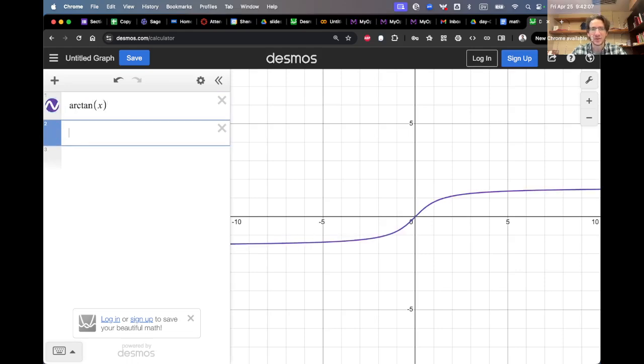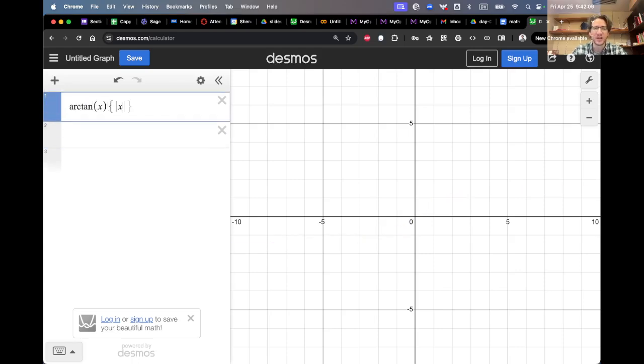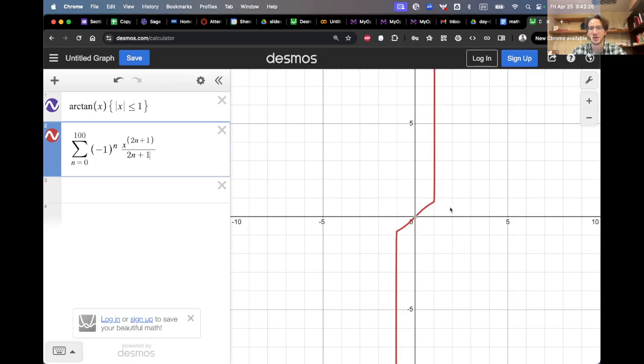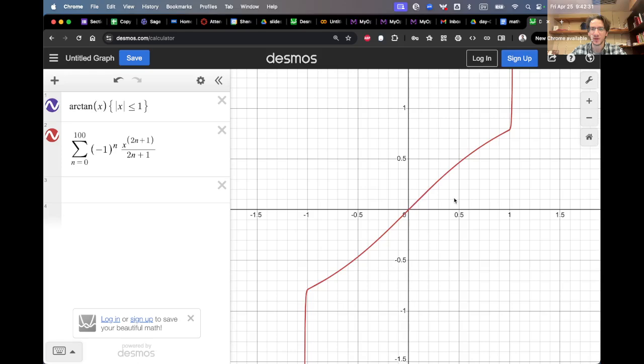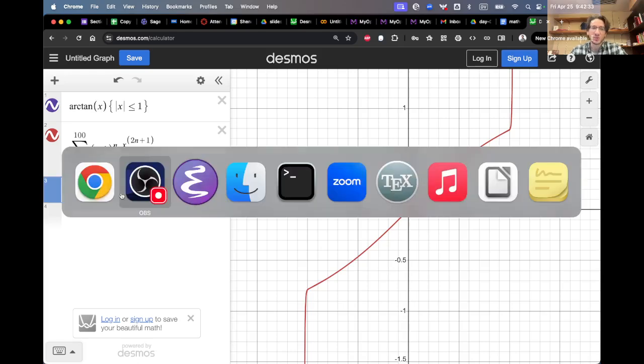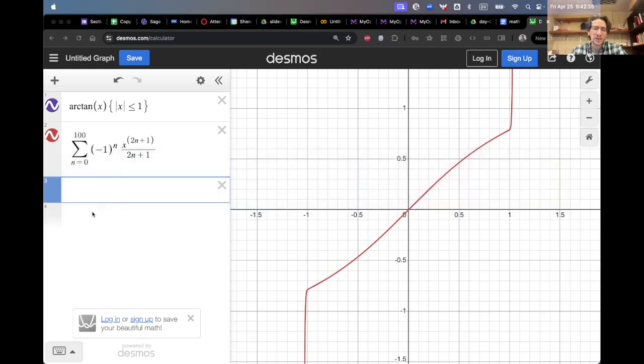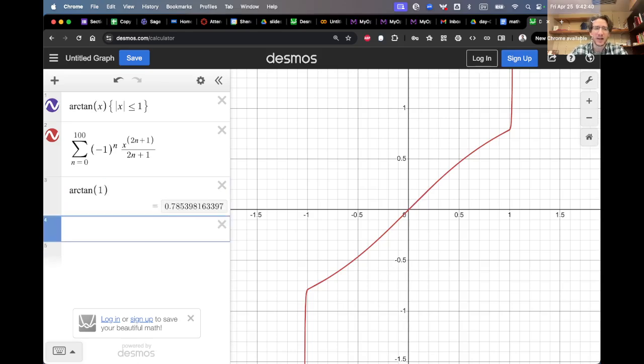Arctangent of x, there it is. And specifically, we care about this for absolute value of x less than or equal to 1. Here is the sum n equals 0 to infinity, again, I'm just using 100 terms, of minus 1 to the n times x to the 2n plus 1 divided by 2n plus 1. And there you go. We get convergence on the interval that we're looking at. And this is a cool time to point out that arctangent of 1 is pi over 4.